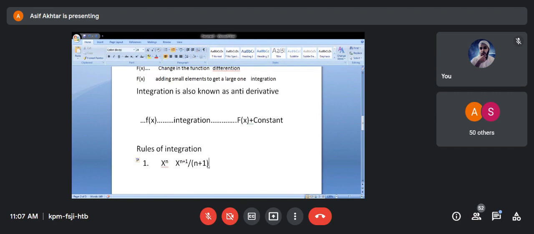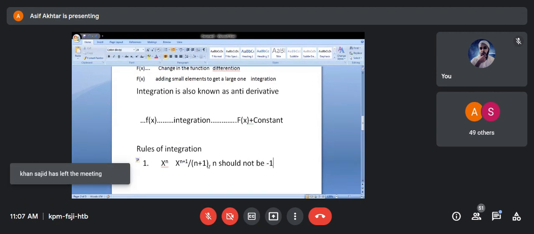There is only one condition here. n can take any value except n should not be equal to minus 1. बस minus 1 नहीं होना चाहिए. Why? Because if n is minus 1, then in the denominator it will become 0, and when something in the denominator is 0, it will become undefined, not defined. So this formula is for the exponential function.